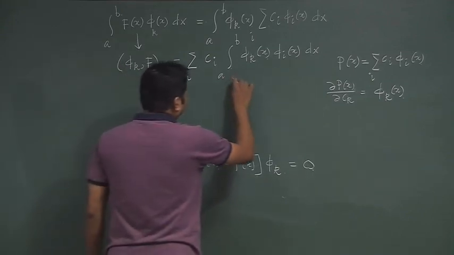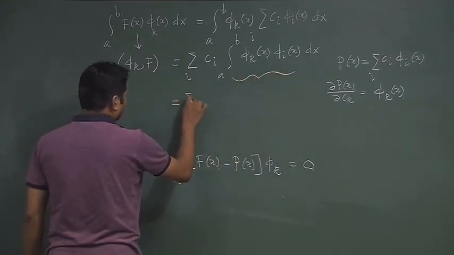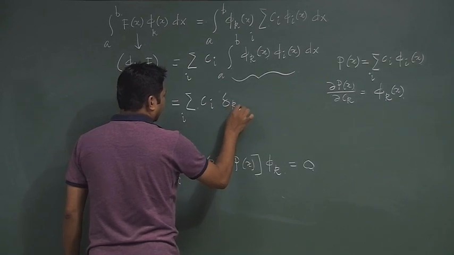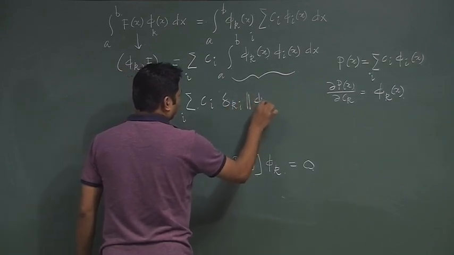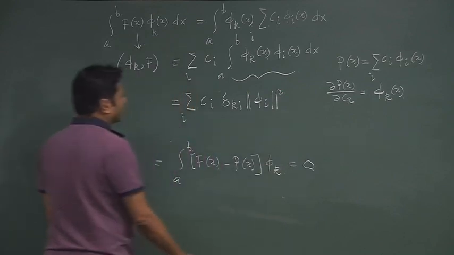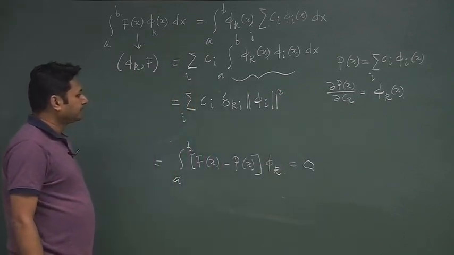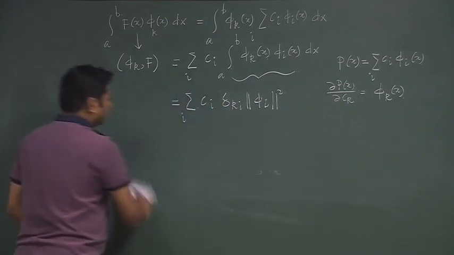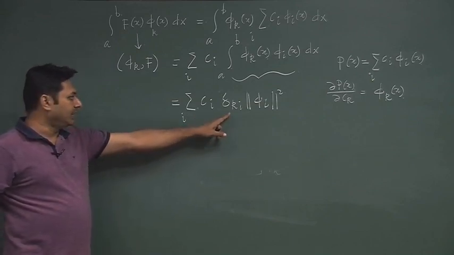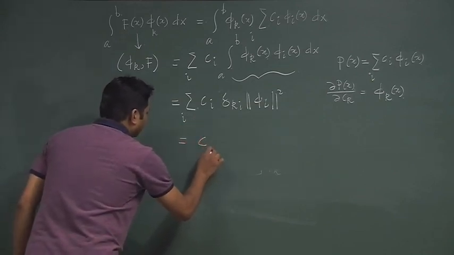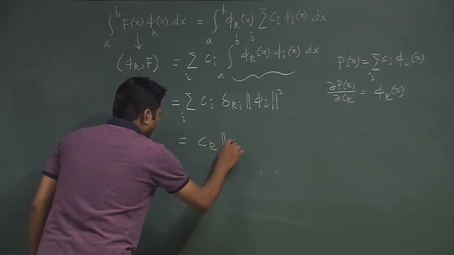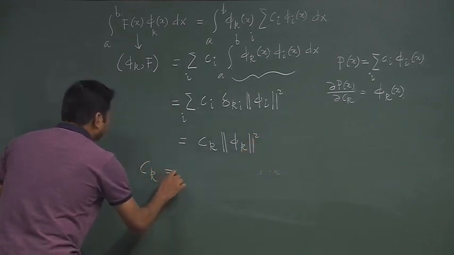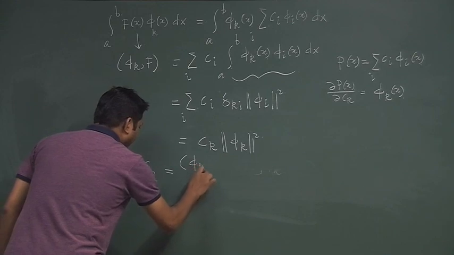Now, this quantity, you can readily understand what it means. It is c i, and this quantity is nothing but delta k i mod of phi i square. Now, if I run the summation over this quantity, then it simply comes out to be c k mod of phi k square, and my c k comes out to be phi k f.